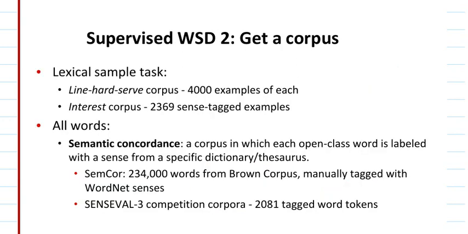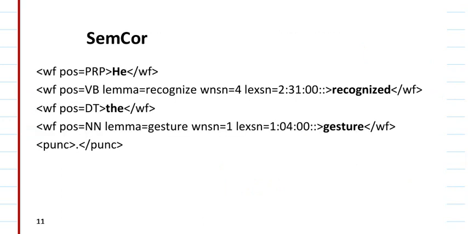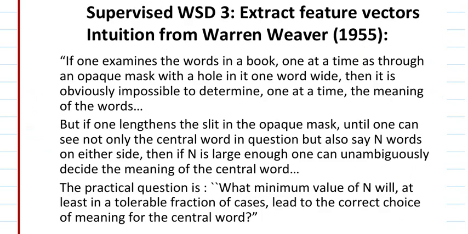There are different corpora that are already present. There is a line hard serve corpus, there is an interest corpus, and there is a SemCor corpus, there is a Senseval corpus. These kinds of corpora are already available, as people are doing research into word sense disambiguation. These are some explanations regarding the corpora.